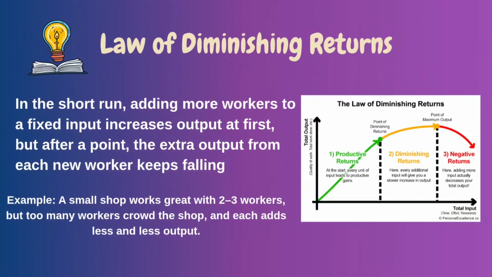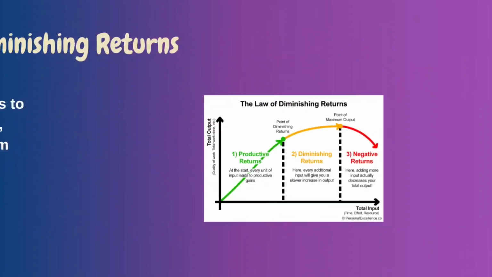Now, here is a really important concept, the law of diminishing returns. In the short run, adding more workers to a fixed input increases output at first, but after a point, the extra output from each new worker keeps falling. For example, a small shop works great with 2-3 workers, but if too many workers crowd the shop, each worker adds less and less output. You have probably seen this happen in busy kitchens or small offices.